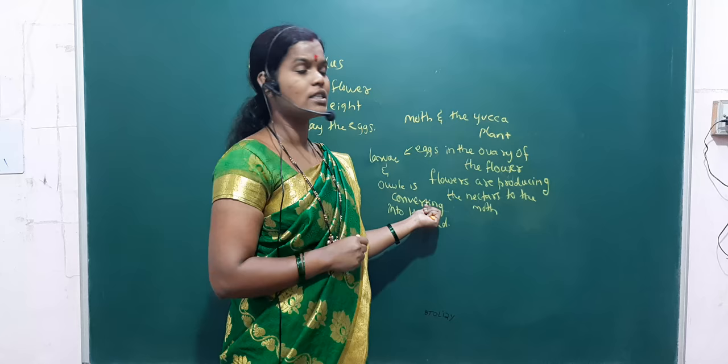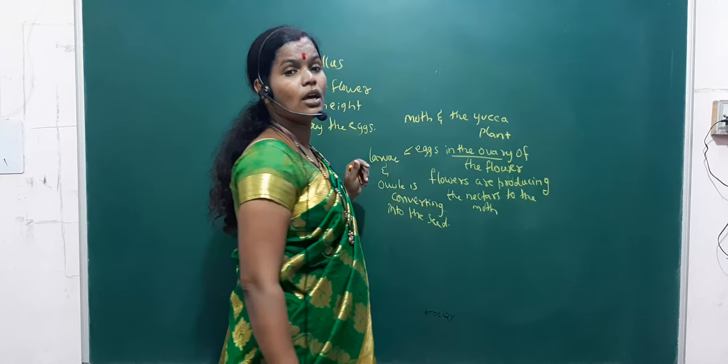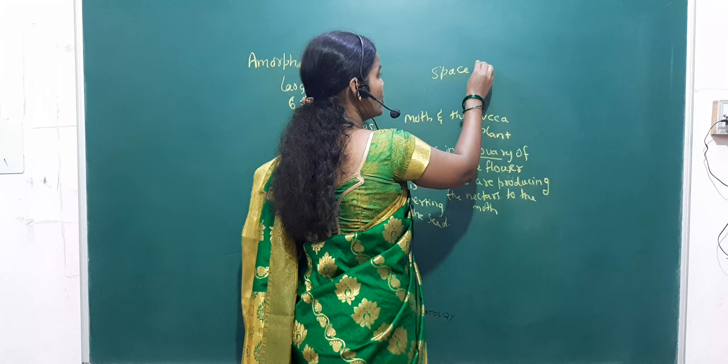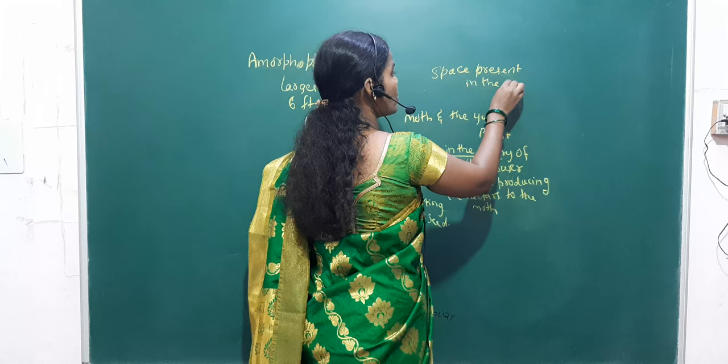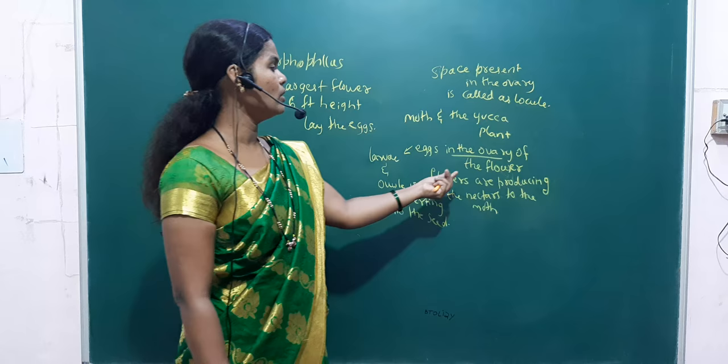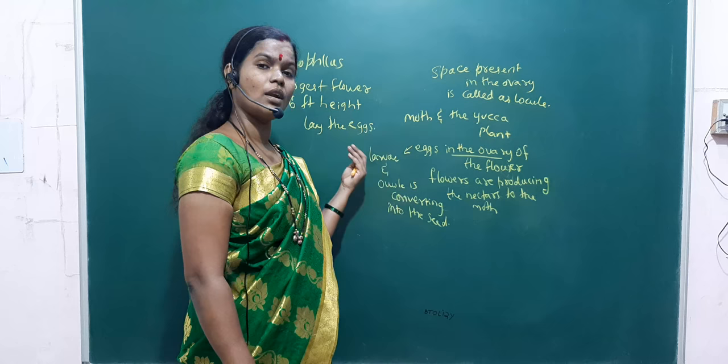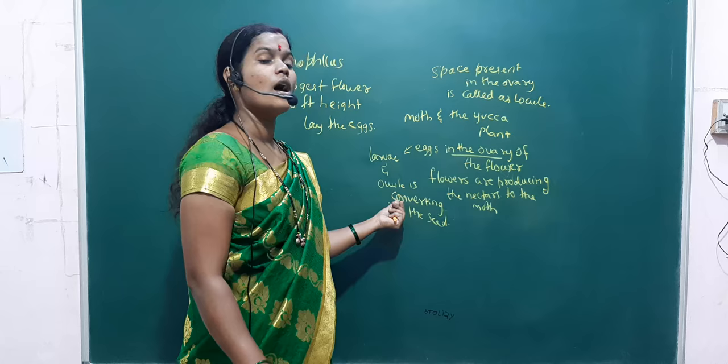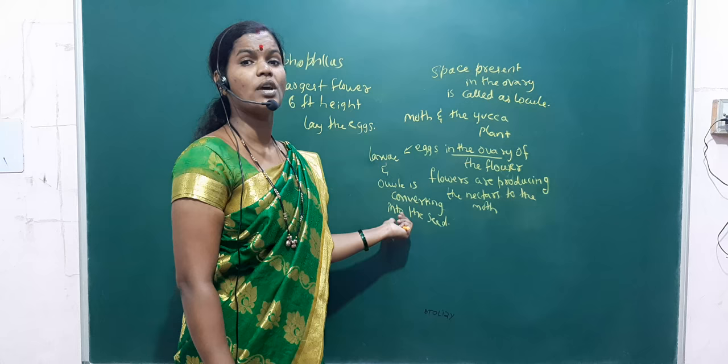So eggs are released in the ovary. The space present in the ovary, already I have told you, is called as locule. Inside the locule, when the eggs are converted into larvae, that larvae are going to fly from the locule or the ovary, and the ovule present in that is converting into the seed. Hope so you have understood this concept.